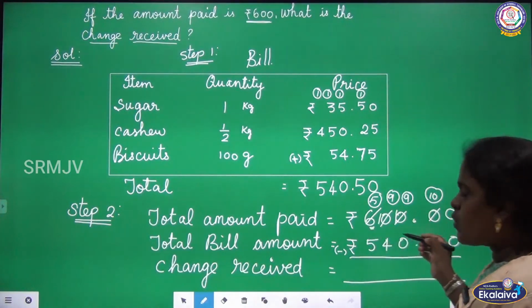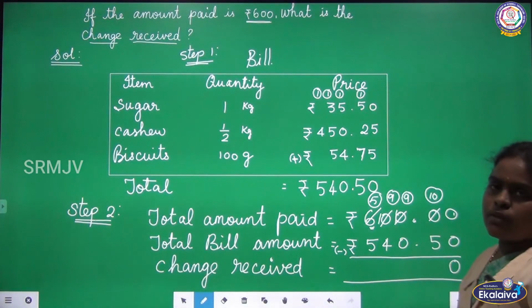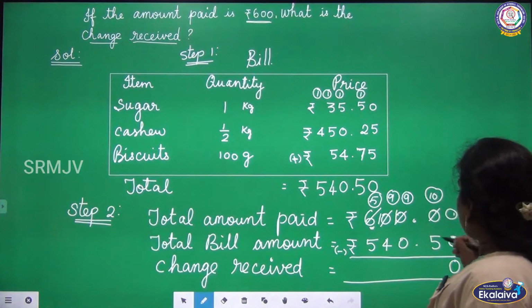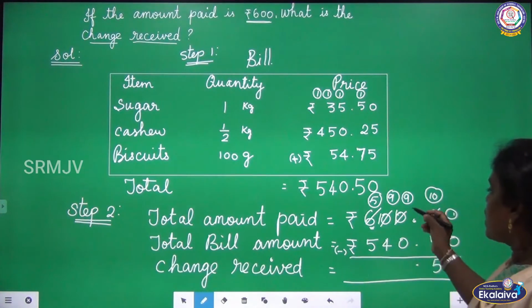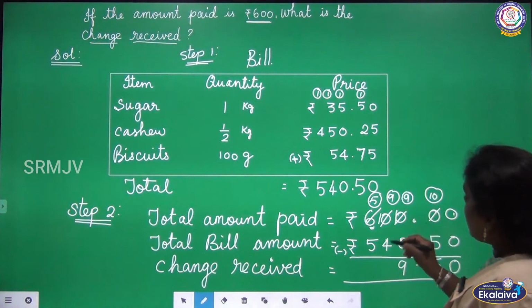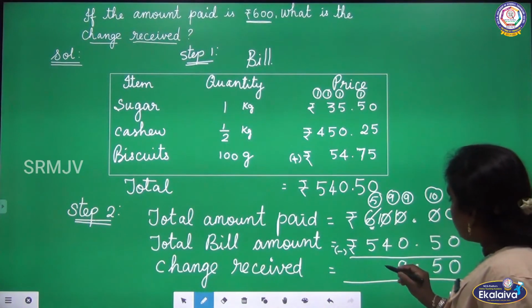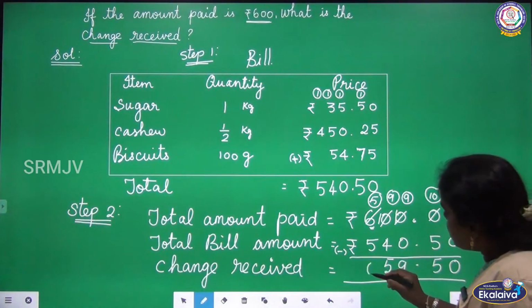So subtract 0 minus 0. Yes, we will get 0. 10 minus 5, it is 5, decimal point. 9 minus 0, it is 9. 9 minus 4, 5. 5 minus 5, it is 0.